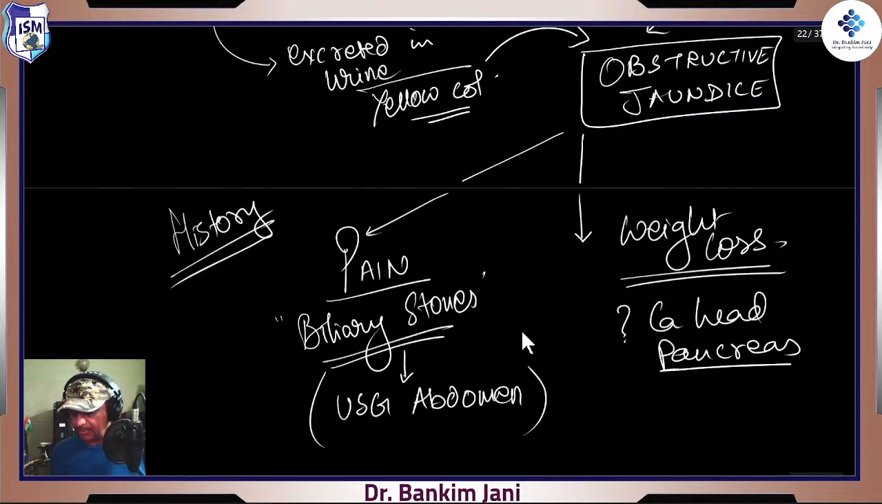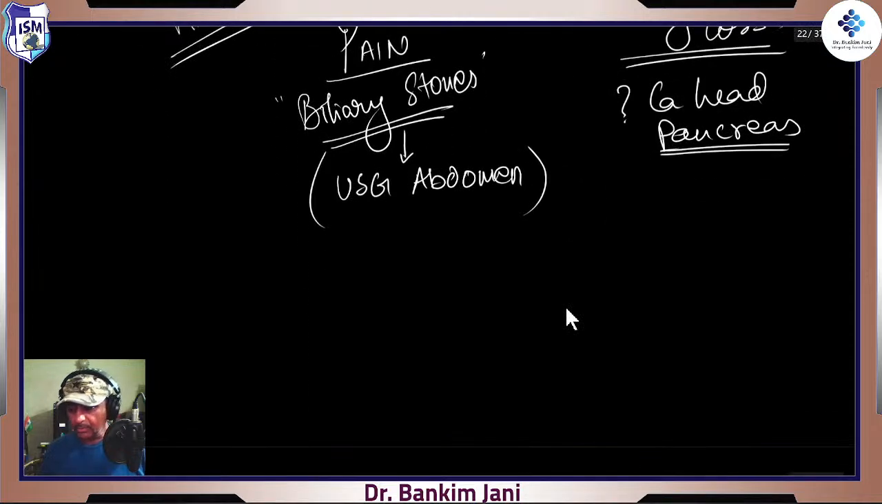Because if it is carcinoma of head of pancreas, that will also lead to this obstruction. Because of this carcinoma, the common bile duct which is passing through the pancreas will be throttled. Once it is throttled, none of the bile is going, that's it, it is obstruction. So in such a case, you will go for CT abdomen.